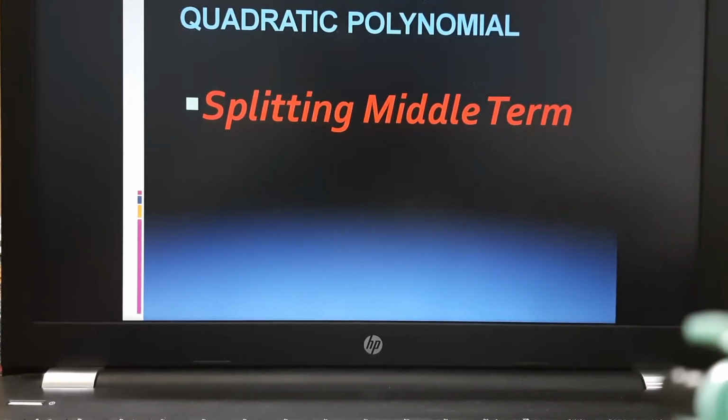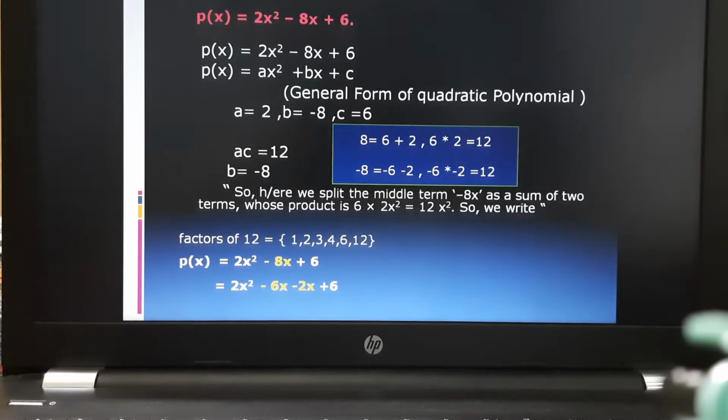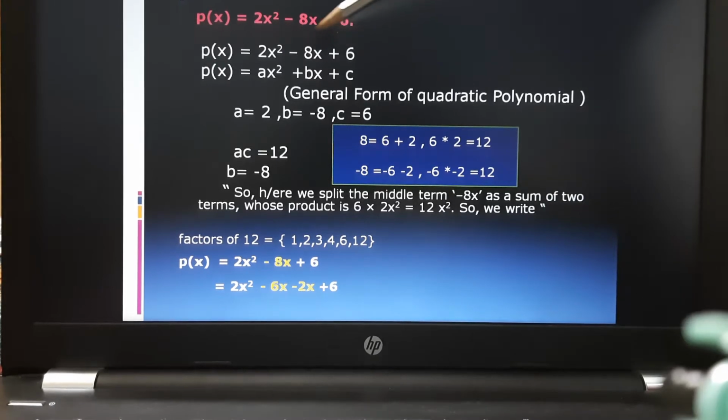For this purpose, we'll take a quadratic polynomial. Here I have taken a polynomial p of x is equal to 2x square minus 8x plus 6. It is a quadratic polynomial. Why? It has degree 2. You have learned in the previous class that a polynomial which has degree 2 is called a quadratic polynomial.